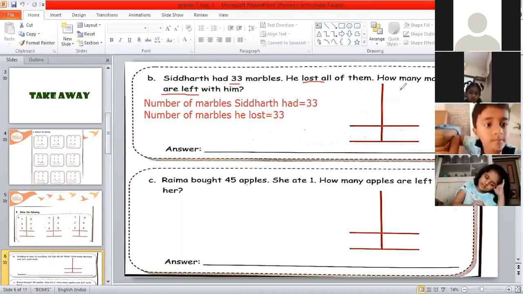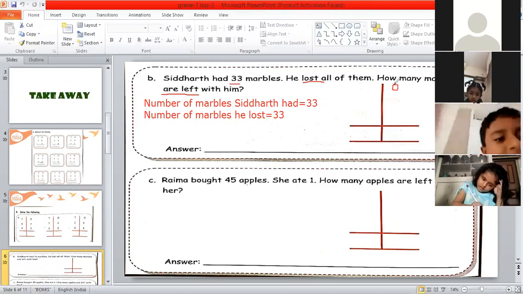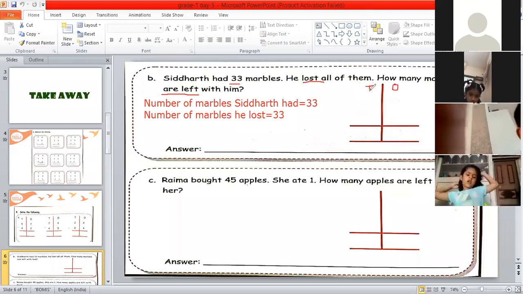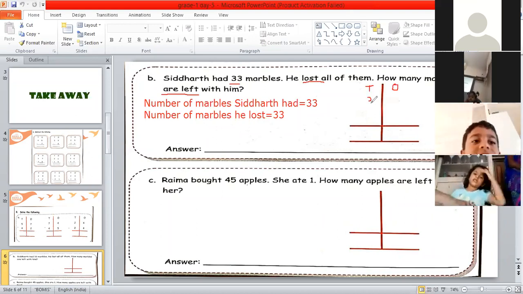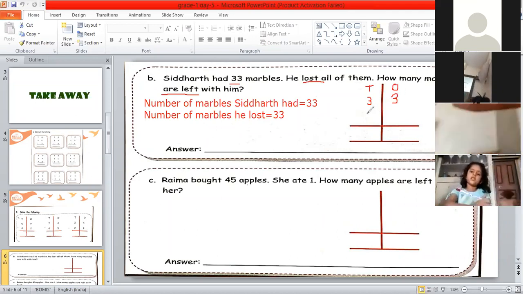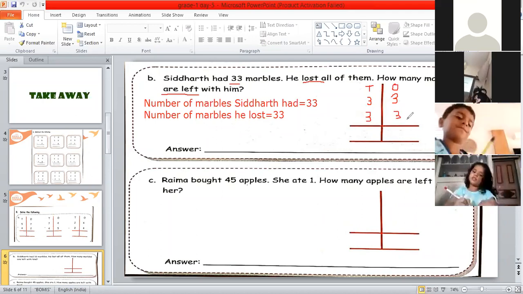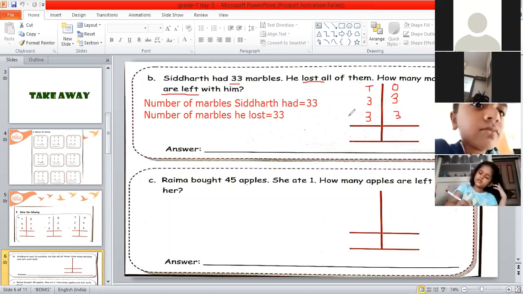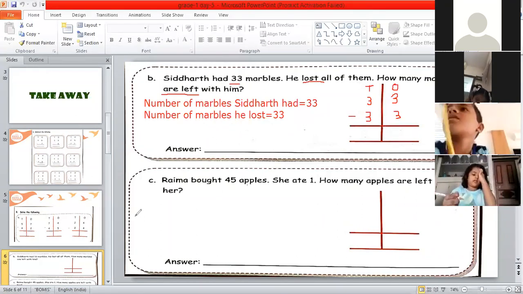Yes, children. So now what will we do? Now we will write here ones and tens, and we will arrange this number 33 in ones and tens columns. Right? So we'll write 3 in the ones place and 3 in the tens place. And our next number is also 33 because he lost all of them. So we'll write 3 in the ones place and 3 in the tens place. And one more thing: you have to put the minus sign here also. Yes, children, please write fast.